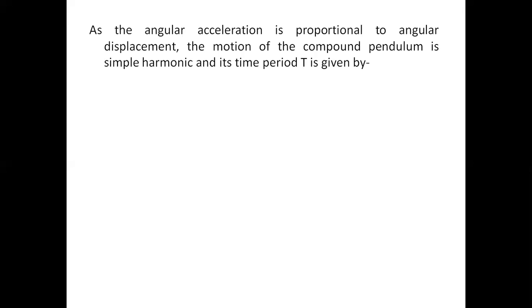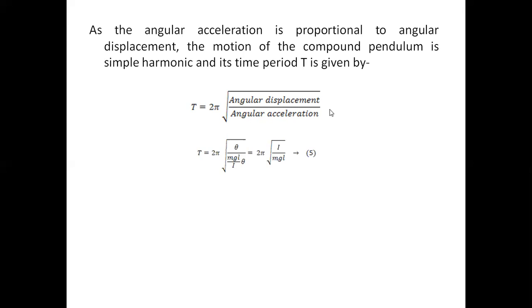the compound pendulum are simple harmonic, and if they are simple harmonic, its time period is given by T equals 2 pi into root of angular displacement by angular acceleration. Angular displacement is nothing but theta. Angular acceleration, from the previous equation, is mgl by I into theta. Therefore, this is equal to 2 pi into root of I by mgl.